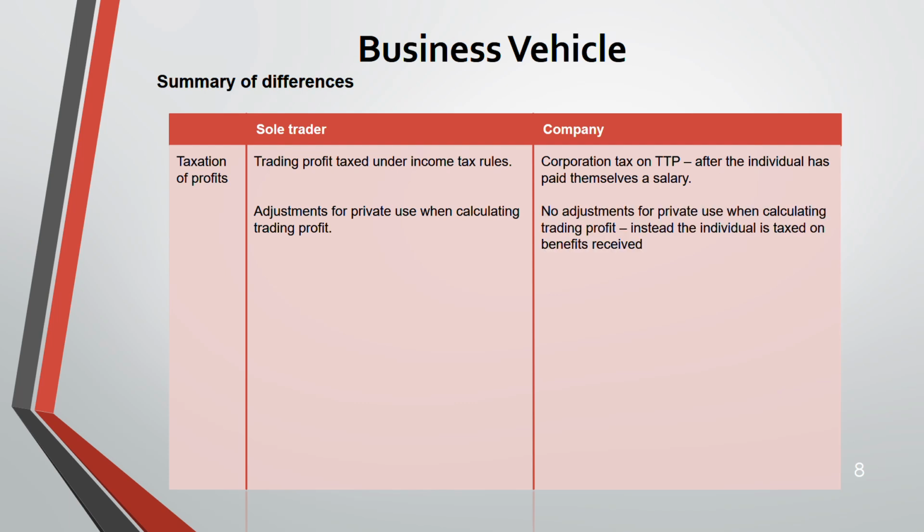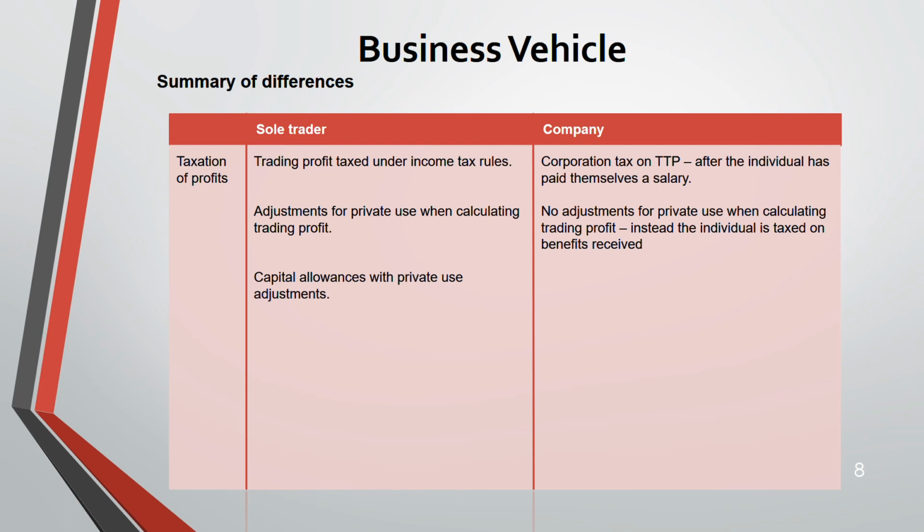For a company, there are no adjustments for private use. Instead, the individual will be taxed on any benefit received. A sole trader will get capital allowances. Capital allowances are given for both company and sole trader. The difference is private use adjustments.